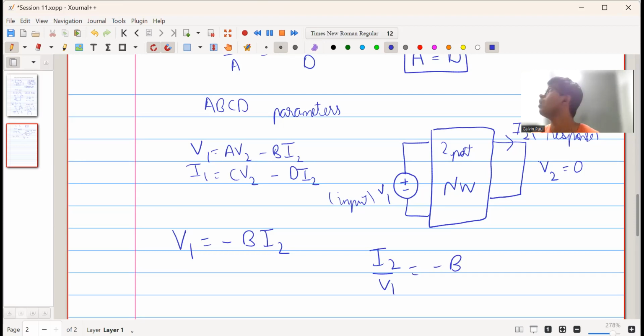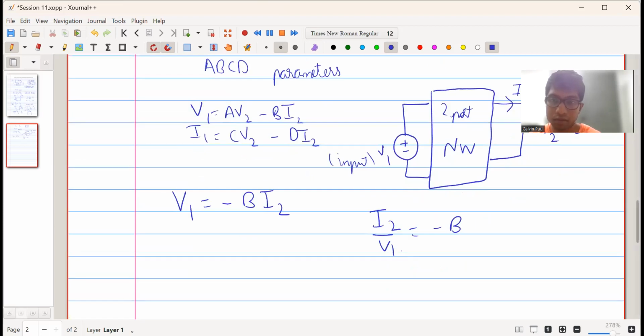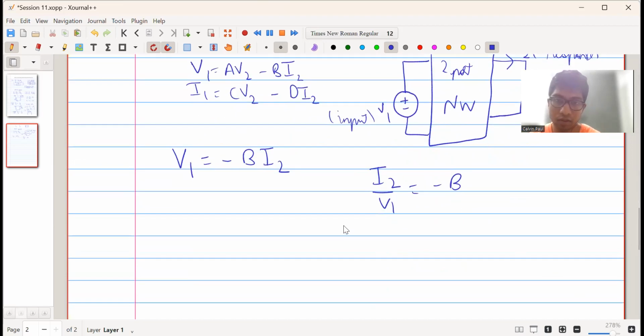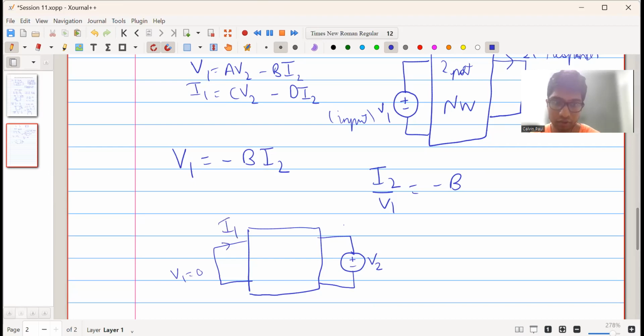So I2 upon V1 is equal to minus 1 upon B. This is the ratio of the response to the input. Now we will consider it in the opposite direction. That is, we apply the input to port 2 and short circuit port 1, which means V1 is equal to 0, and this is current I1 which is flowing.